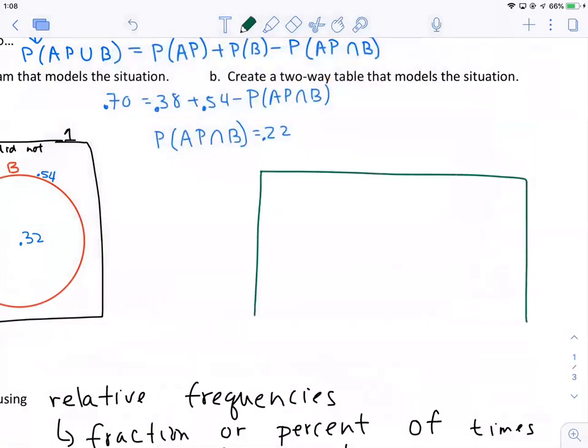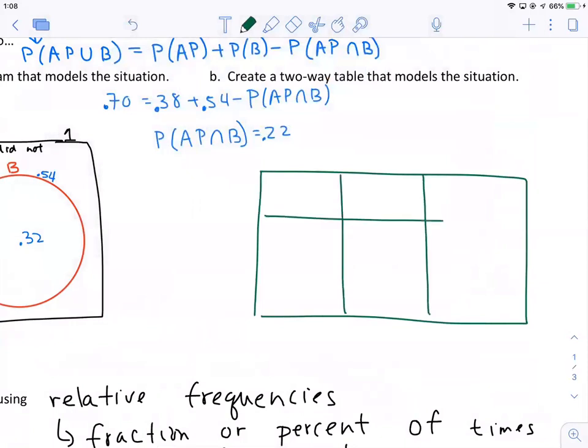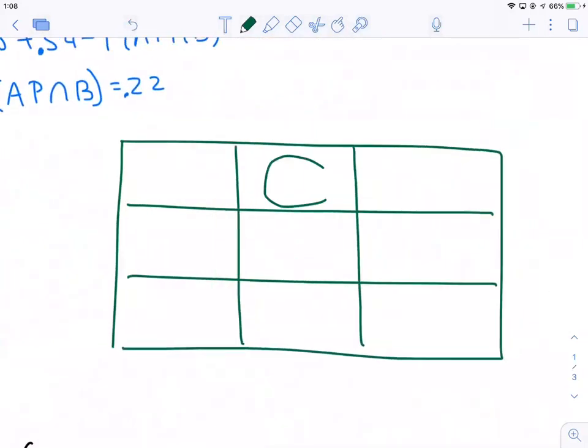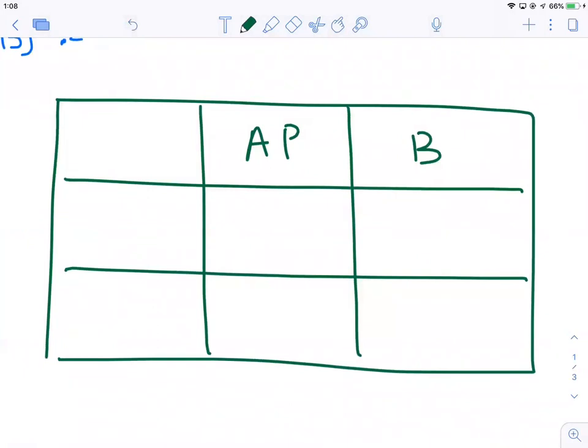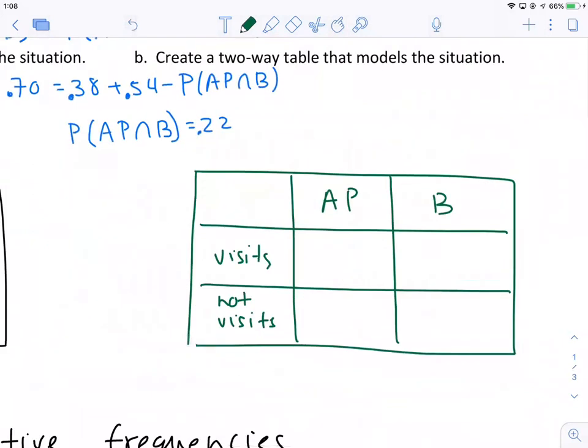Right, I find that some people do tend to have difficulty converting into a two-way table. A lot of times it can be confusing even just getting the headings, right? Because some people are going to do something like, I don't know, amusement park beach, and then visits, and doesn't visit or not visits. But this setup isn't going to work because how are you going to represent people that visit both the amusement park and the beach, right?